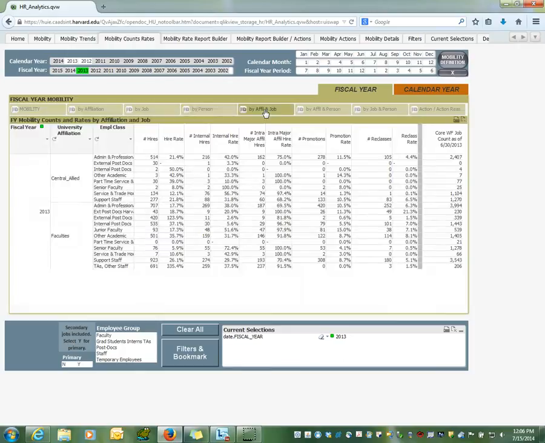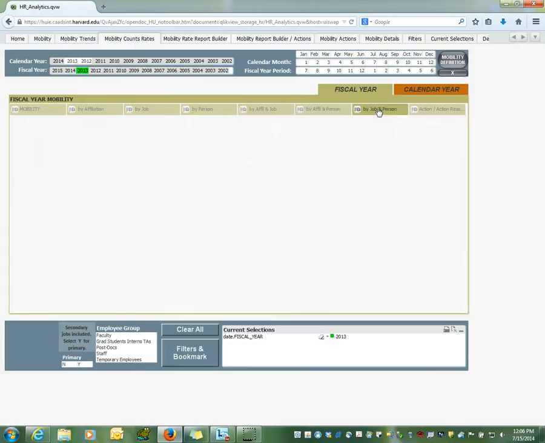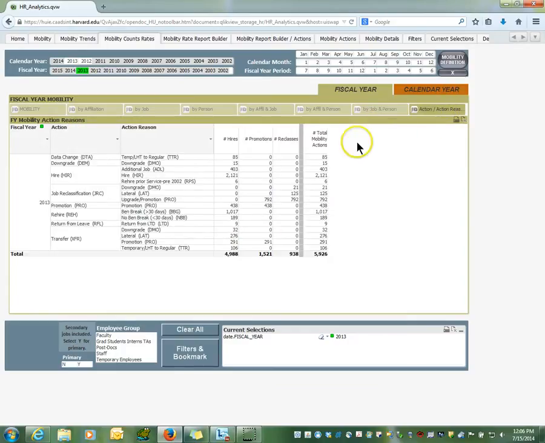So looking at affiliation and job, so where people work and what type of job they hold, by affiliation and person, by job and person characteristics. And this last one lets you look at the action and the action reason codes. So for 2013, you can see the number of hires by these various actions and action reasons codes.